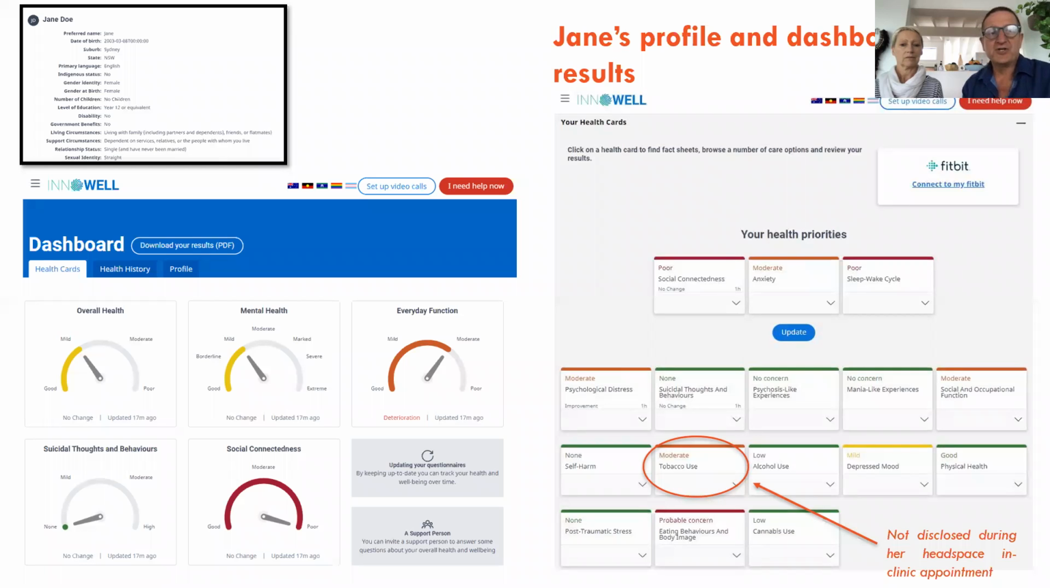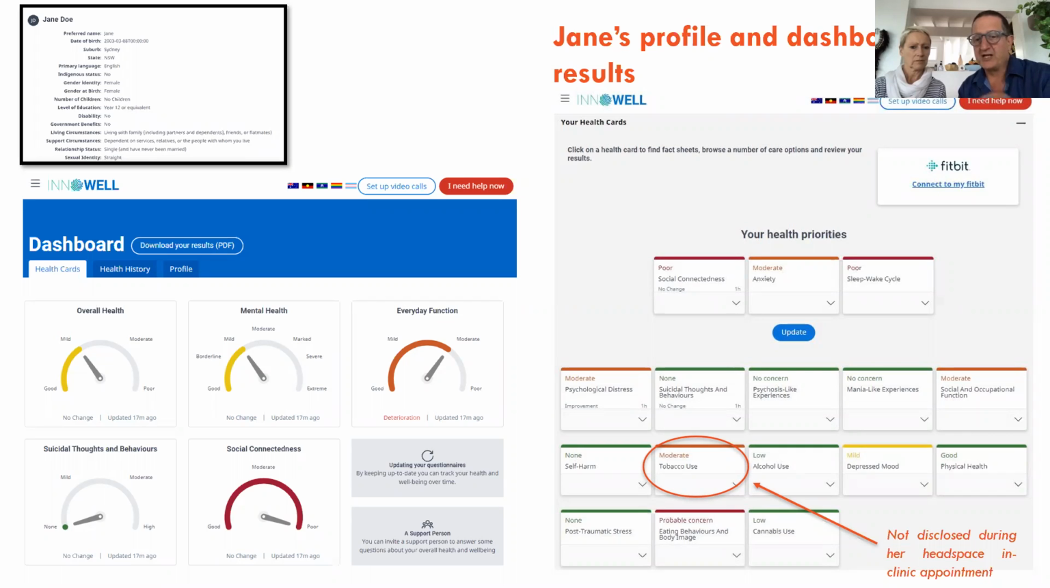So when we use the whole dashboard of results here, you can see in the top left, Jane's identity. What you see in the dashboard on the bottom left is a brief summary of where she's at, moderate impact on her everyday function, more extreme impact on her social connectedness, and a real worry when you see young people disconnecting, not expressing suicidal thoughts and behaviours, and moderate impact on her mental health.